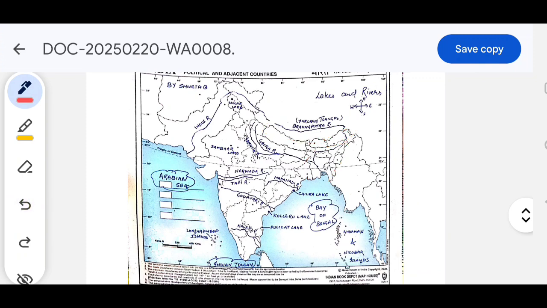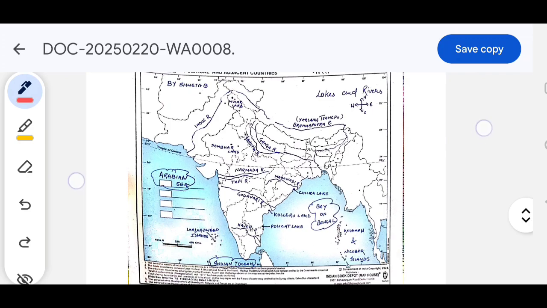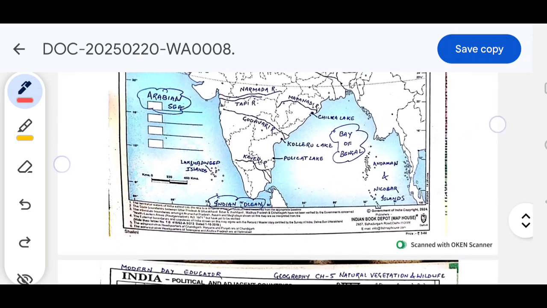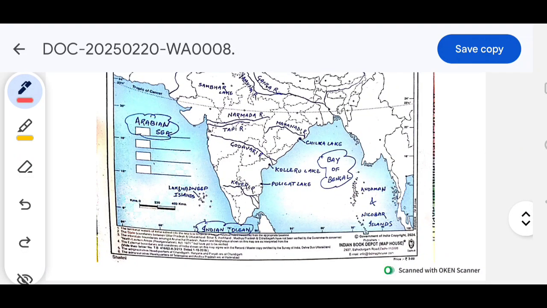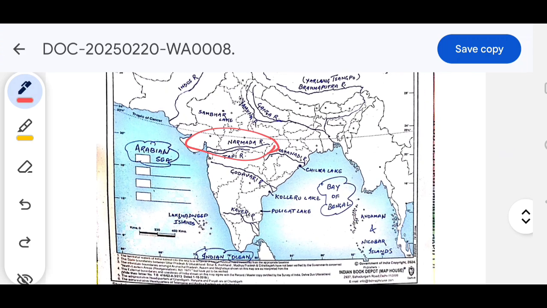Now we'll come to the peninsular rivers. So you can see two important rivers which are peninsular rivers. One is Narmada and one is Tapi. Why are these two important rivers? Because these rivers flow westward, from east to west. The rest of the rivers move from west to east. So this is why they are important to be remembered.